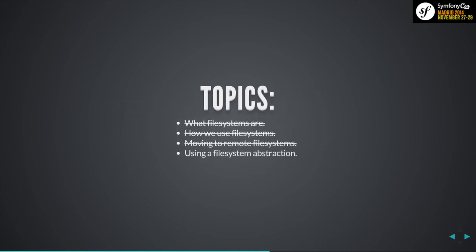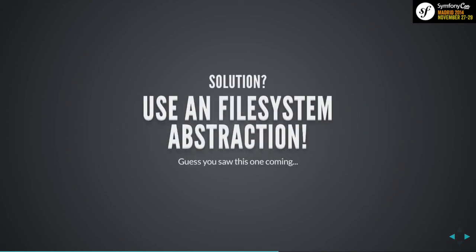So now the complaining is really over. I'm going to be a little bit more positive now. So we know what file systems are. We know how to use them. We know when and why we would switch from local file systems to remote file systems. And now we're going to look at how file system abstraction helps you along the way. So the solution, of course, is using file system abstraction.